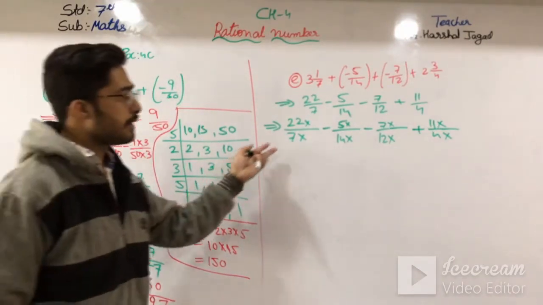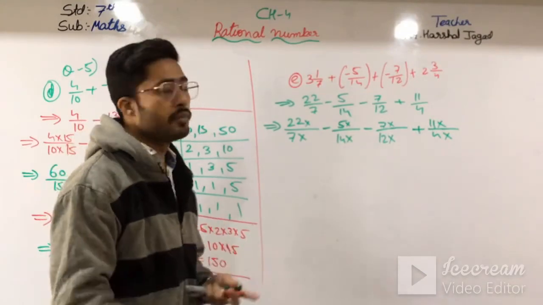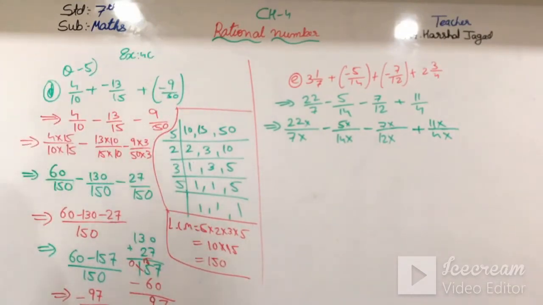So please do this at your home, and we will move towards our new topic, that is multiplication of rational numbers. Multiplication and division of rational numbers is the new topic. For that, here is a formula. Let us see that first of all. Before that, you just write this down.